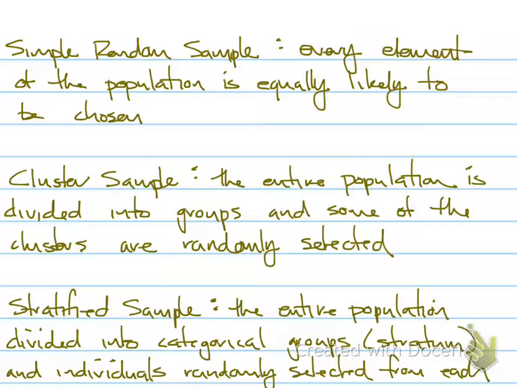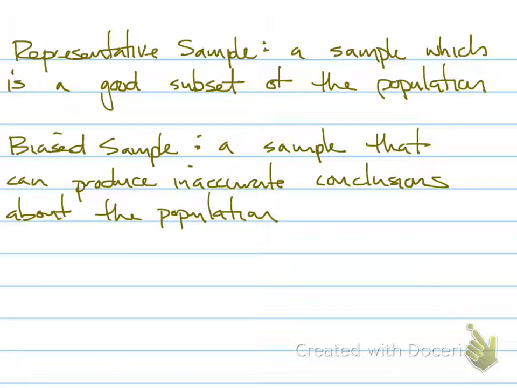Whereas a stratified sample is when the entire population is divided into usually categorical groups called strata, and individuals from each one of those strata or those groups is randomly selected to create your sample. Representative sample is a sample which is a good subset of the entire population. A biased sample is a sample that can produce inaccurate conclusions about the population.